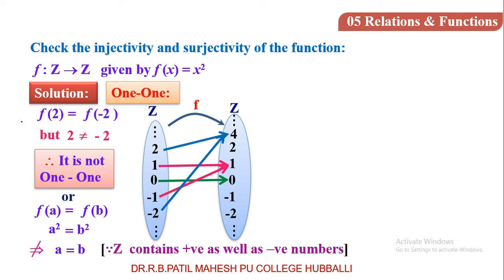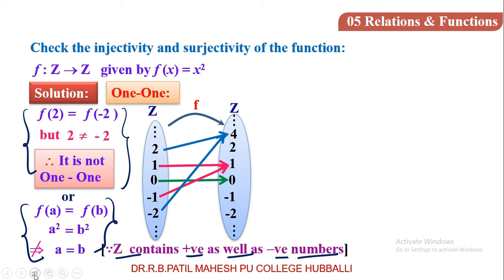The answer is, either you write this much or this one. If you are writing this part, you must mention Z contains positive as well as negative numbers. I say better you go for the first one if you feel comfortable.